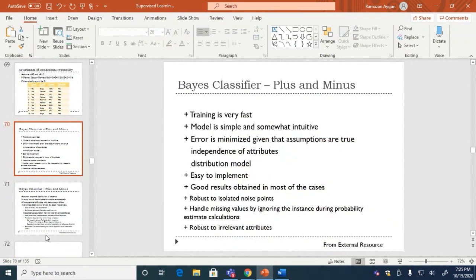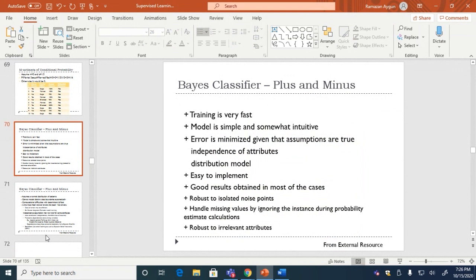Okay, now summary. Usually the Bayesian classifier is a very fast technique. If we are going to see neural networks later on, they take time. But this one is usually one pass, or several passes, and you can get the complete probability table that you need to determine the class of the new data.